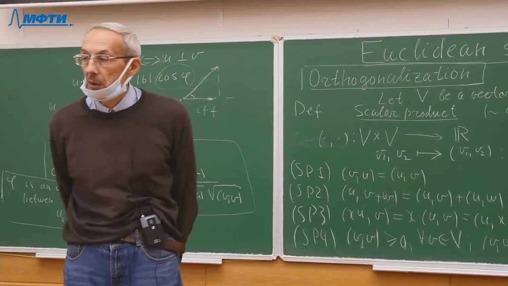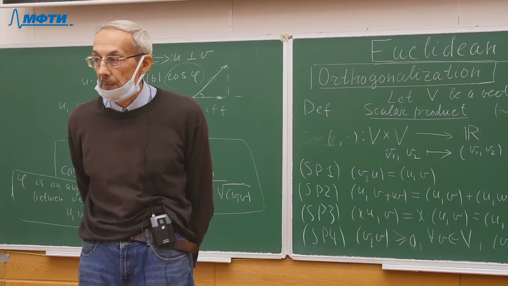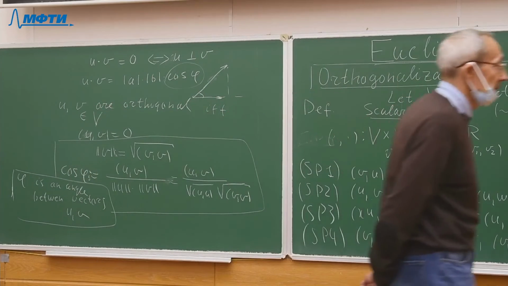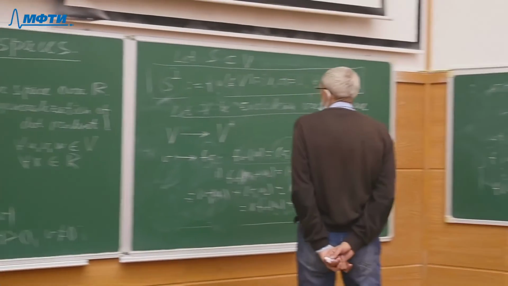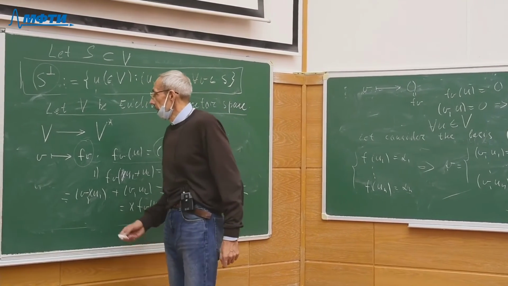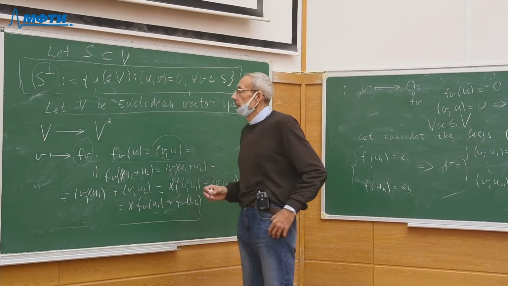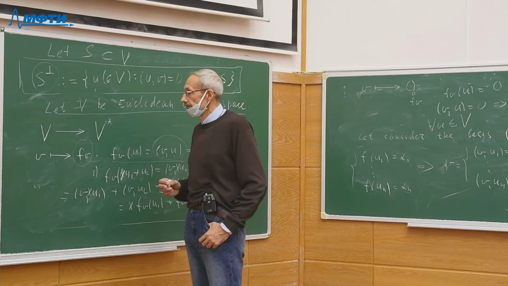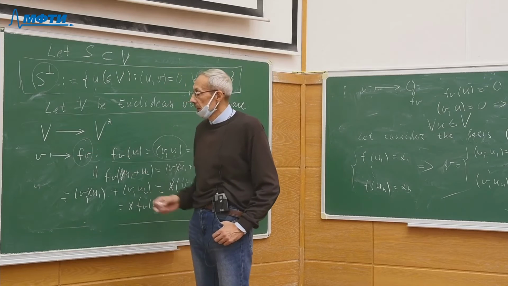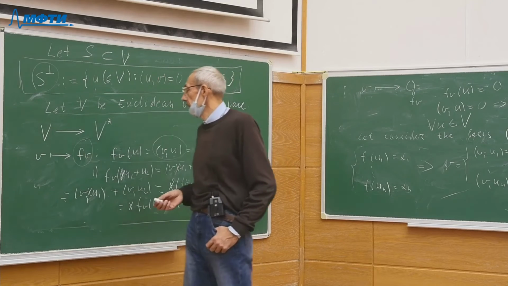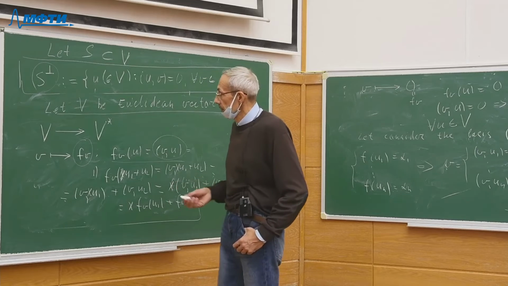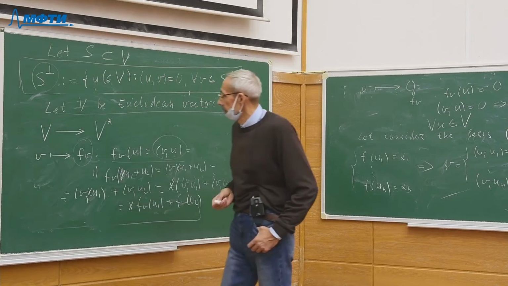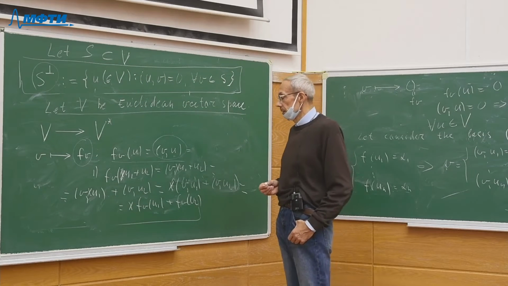Any question about the previous example? Maybe I will repeat the main idea. The main idea is the following. If we have a Euclidean vector space, the Euclidean structure of the scalar product uniquely defines a correspondence between vectors of the initial vector space V and functionals of the dual vector space V star.